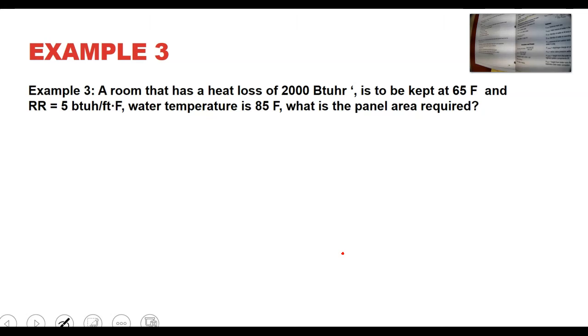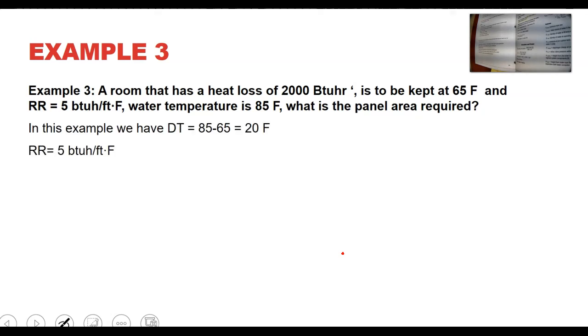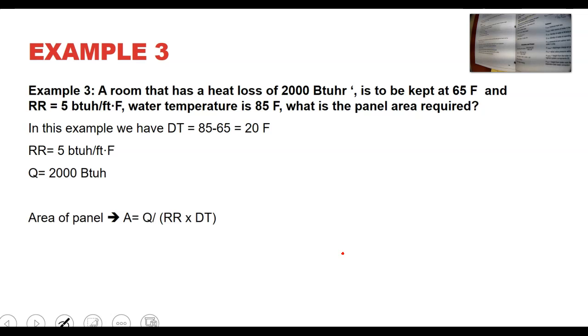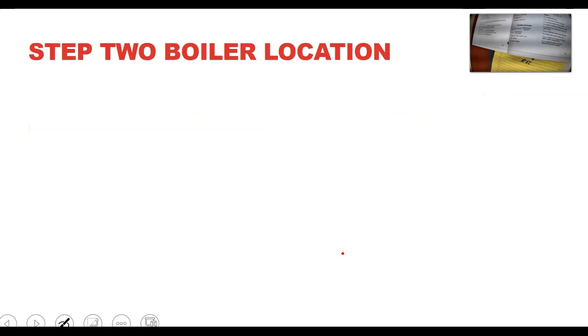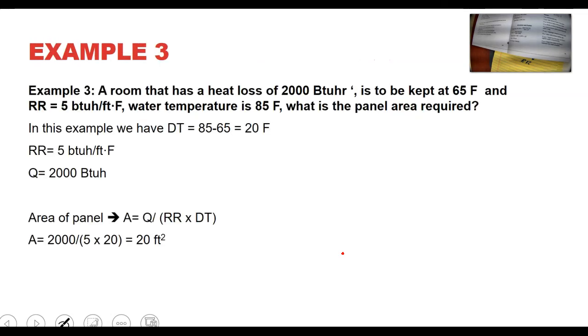The last example that we have is a room that has a heat loss of 2,000 BTU per hour. Probably it's a bathroom. It's kept at 65, and the radiation rate is 5 BTU per hour. The water temperature is 85. What is the panel area required, be it the floor or a wall? So again, it's the water temperature, this is the radiation rate, and this is the heat loss. From the book, you can find that this equation is available over here, to look at the area. Area equals Q over RR times DT. We find the area. So this is the area required.